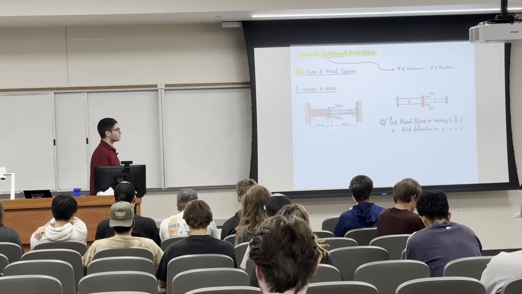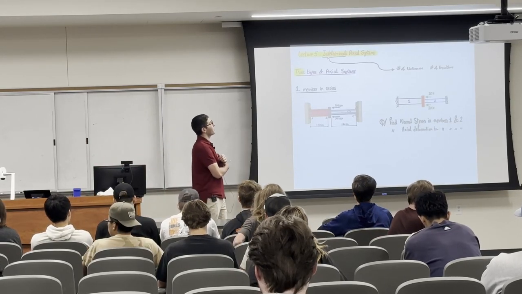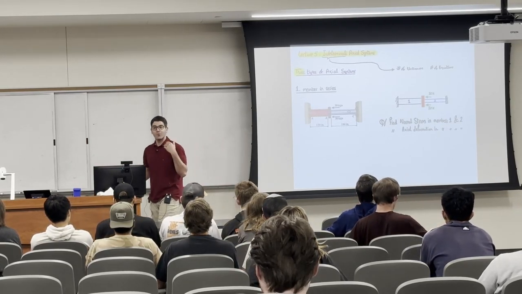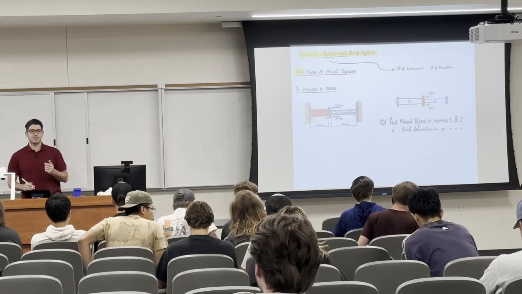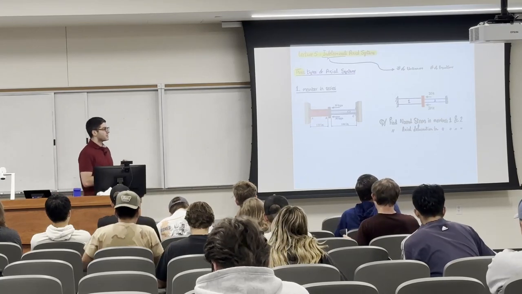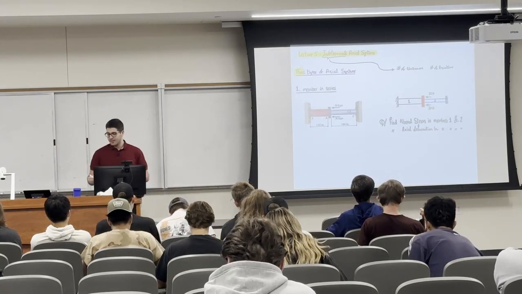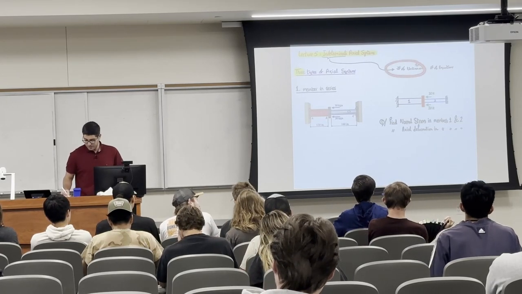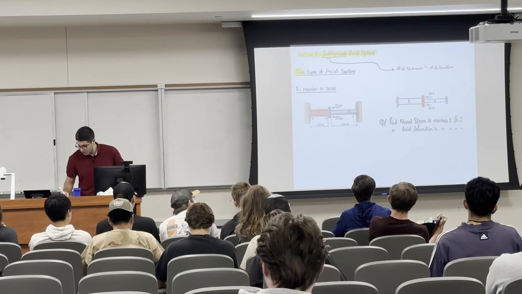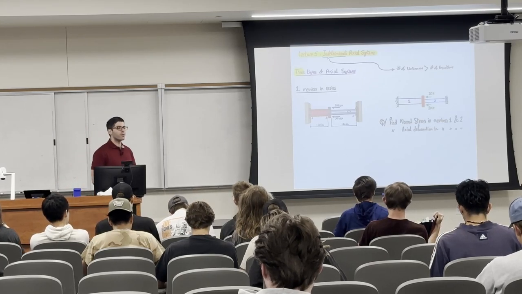So what I'm going to do today, I'm going to explain indeterminate axial systems. What we did last time was determinate axial systems. So what's the difference between determinate and indeterminate? In indeterminate, now the number of unknowns is larger than the number of equations.